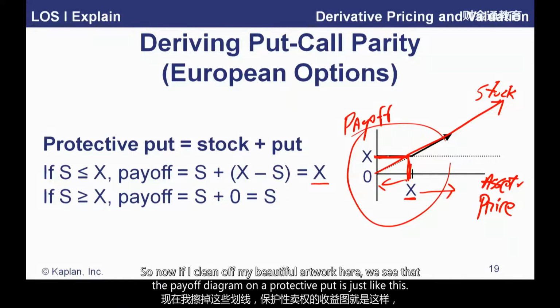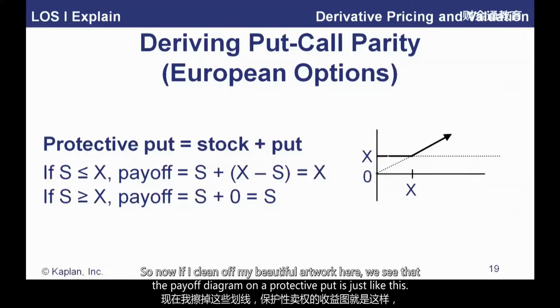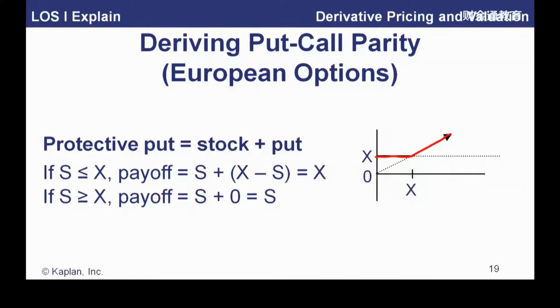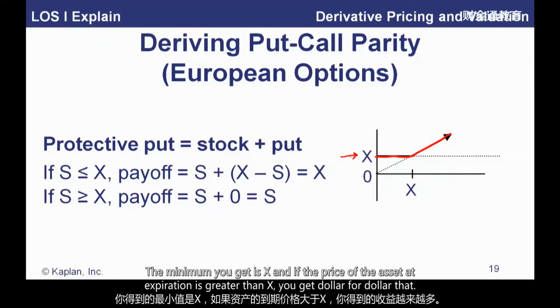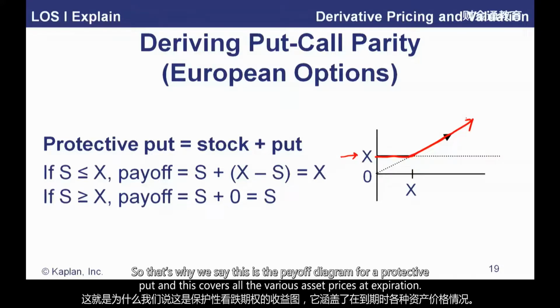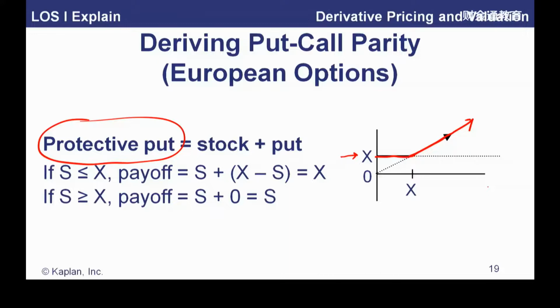So now, if I clean off my beautiful artwork here, we see that the payoff diagram on a protective put is just like this. The minimum you get is X, and if the price of the asset at expiration is greater than X, you get dollar for dollar that. So that's why we say this is the payoff diagram for a protective put. And this covers all the various asset prices at expiration.